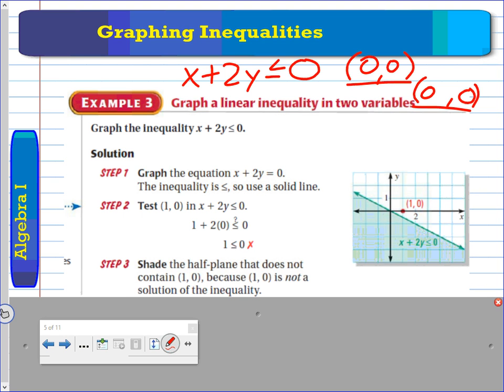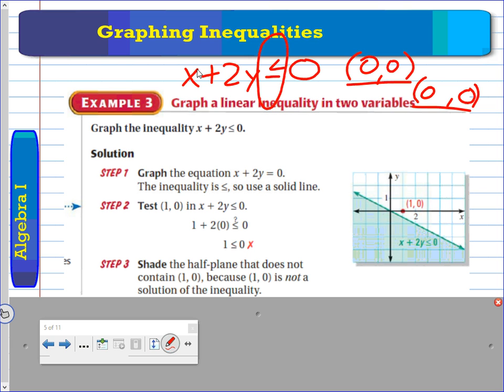So graph the line, then we have to decide is it solid or dotted. In this case, our inequality does have the equal to, so this will be a solid line. So it'll just be like graphing an equation. So we draw our line, we make it solid. We have to decide which side of the line we want to graph, or shade, excuse me.